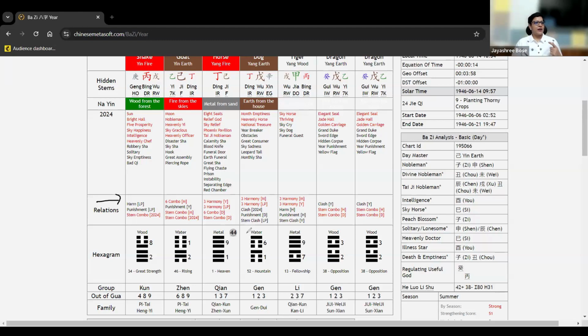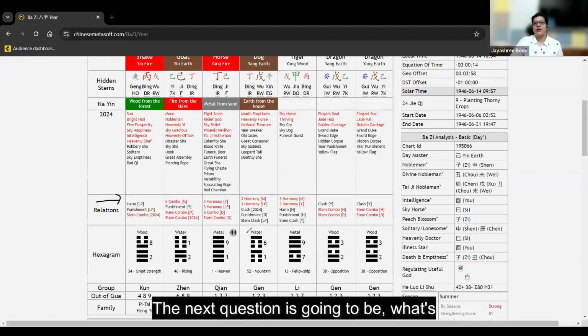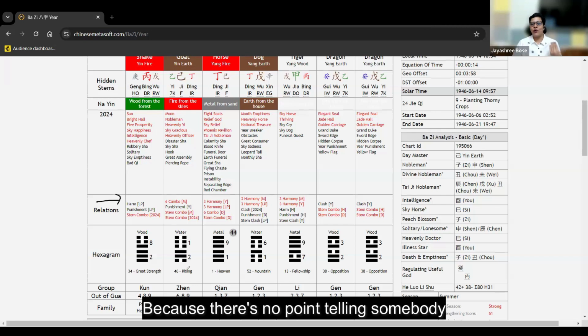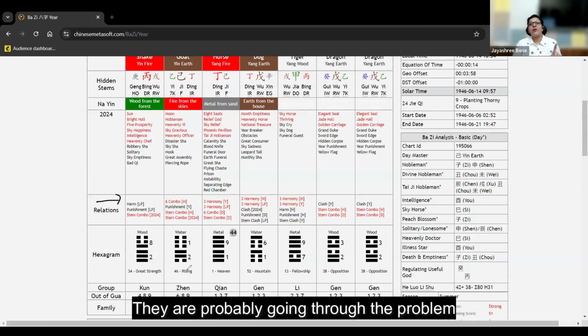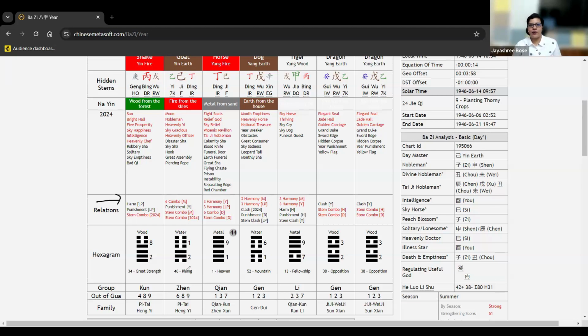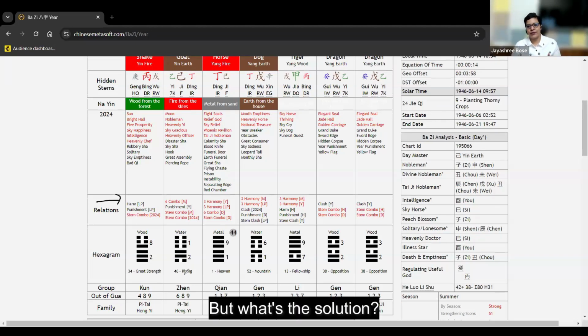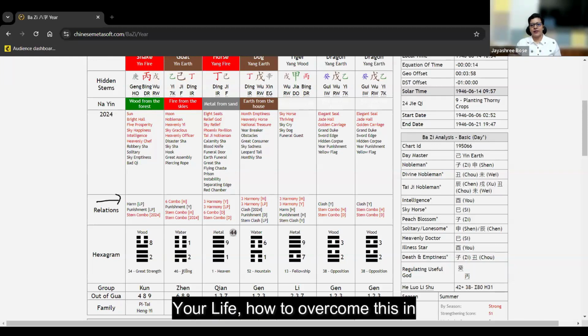If you tell a person, okay, you've got this issue, the next question is going to be, what's the solution? Because there's no point telling somebody that there is a problem. They are probably going through the problem already. You are just reconfirming the problem. But what's the solution? You're going to learn how to overcome this in Transform Your Life.